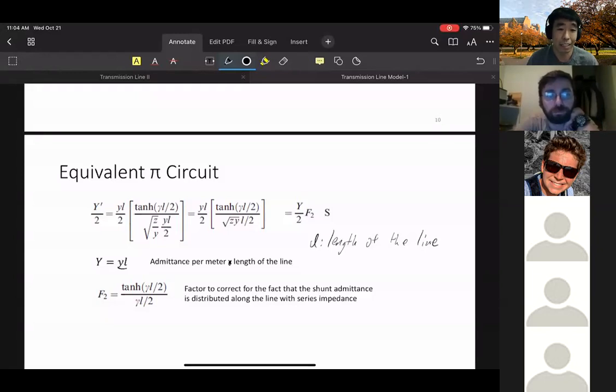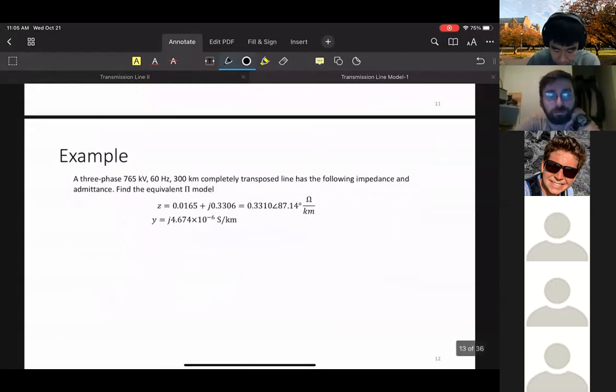So let's do one example to see how we use these equations. Let's say we're looking at this thing.